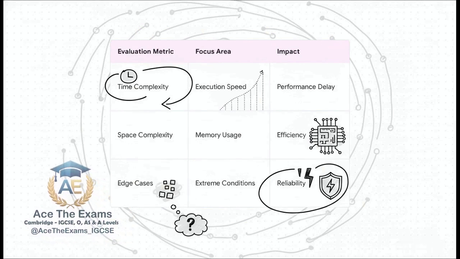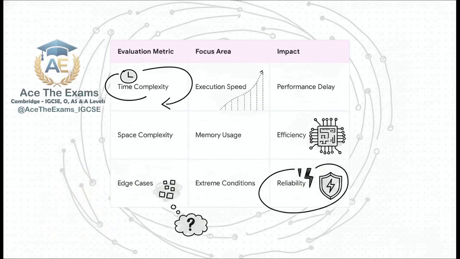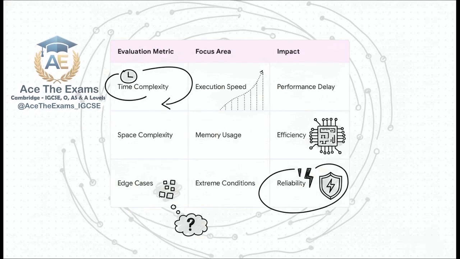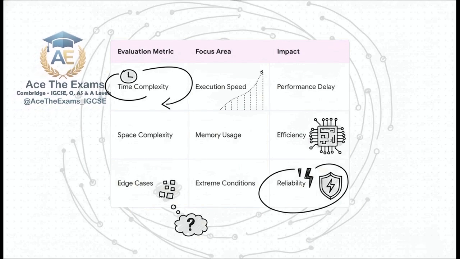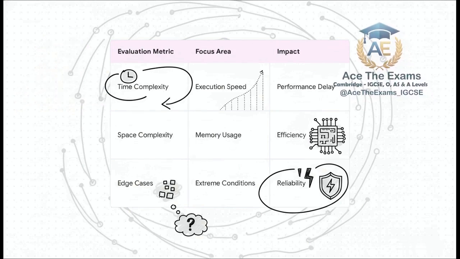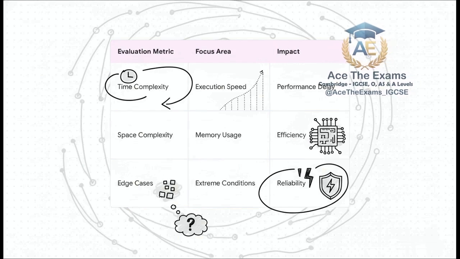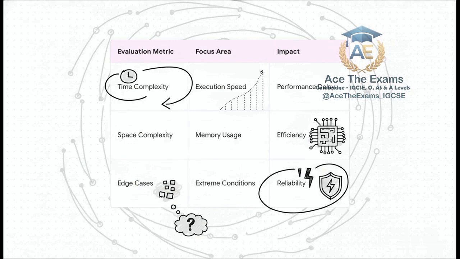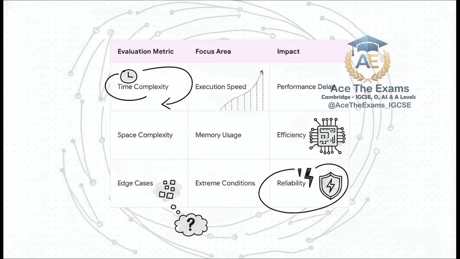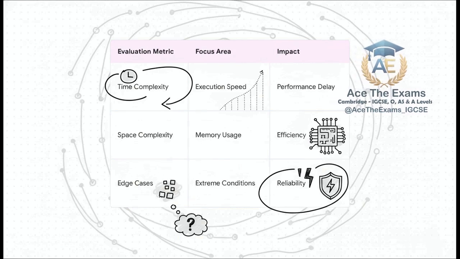First up is time complexity. You need to look at the execution speed and potential performance delays. In a mesh topology, evaluating the time it takes for a routing algorithm to find the shortest path as the network scales up is crucial. Second, space complexity. You must evaluate the memory usage and overall efficiency of the hardware. For instance, in a massive mesh network, routing tables grow exponentially. Are those tables taking up too much memory on individual switches and routers? That is a brilliant point to make in an exam.